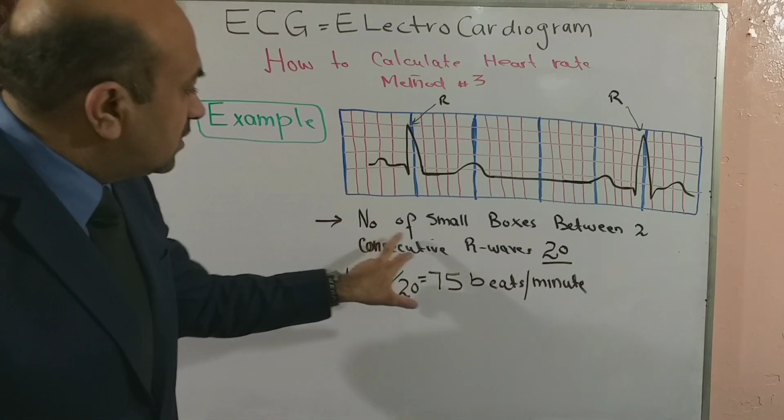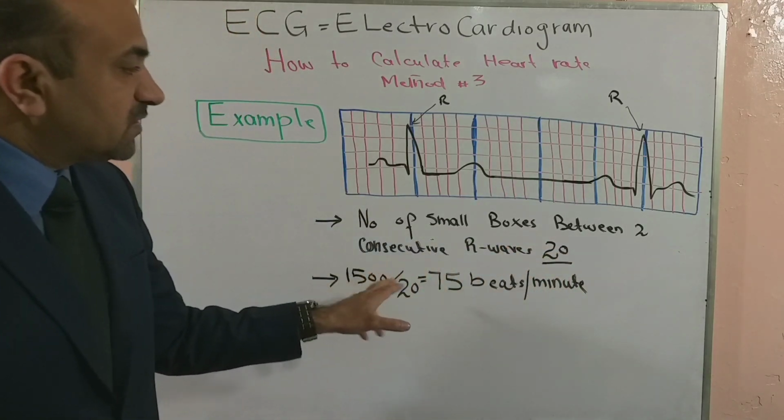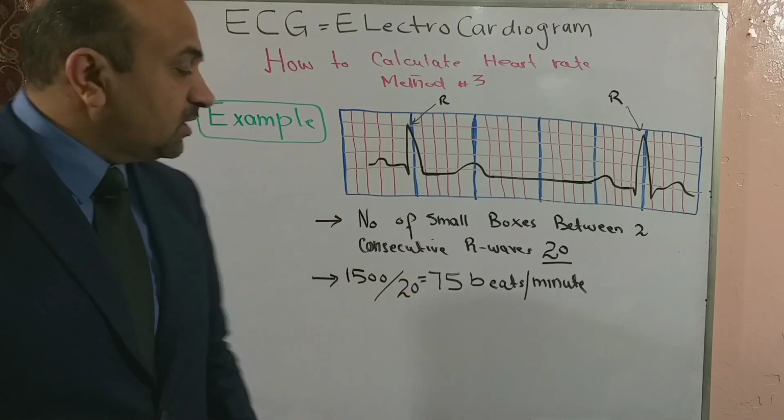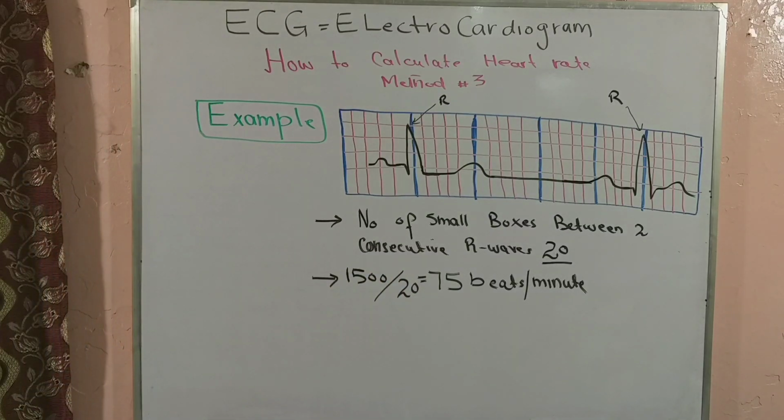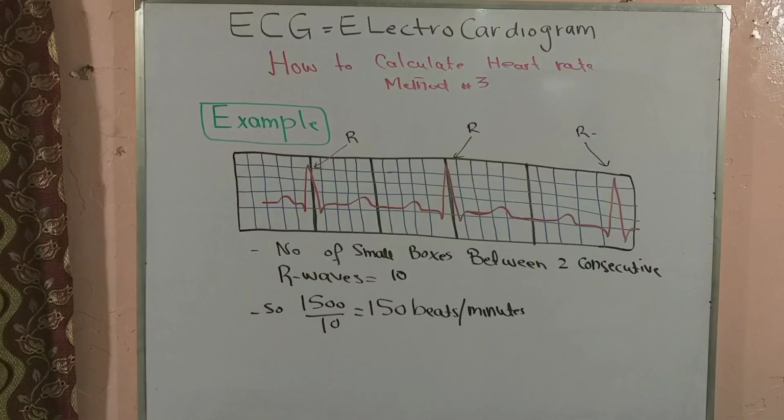4 large boxes, and each one contains 5 small boxes. That means the number of the small boxes between the two consecutive R waves is 20. Then you divide 1500 by that number of the small boxes. So 1500 divided by 20, and the answer is 75. So the heart rate in this patient where we use the method 3 is 75 beats per minute.